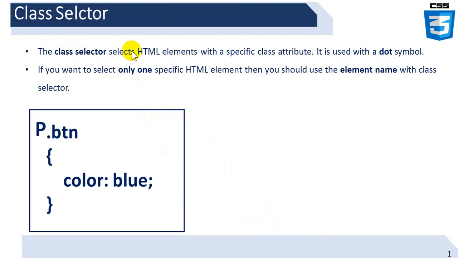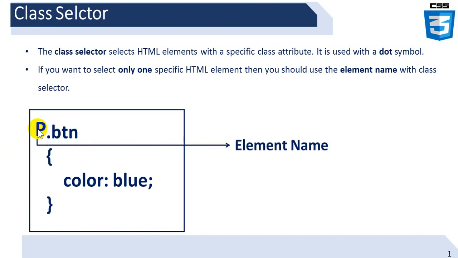If you observe, class selector selects HTML elements with a specific class attribute. It is used with a dot symbol. So dot means this one. If you want to select only one specific HTML element, then you should use the element name with the class selector. See, I want to select only paragraph type elements. I want to apply this class only to the paragraphs.